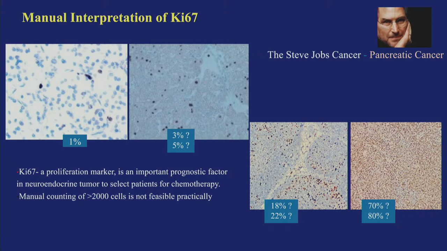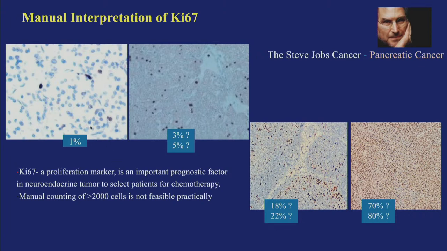What I might interpret as 2%, other pathologists might interpret as 3%. But that 1% can change the grade from grade 1 to grade 2. And this is very important because this will pave the path for whether the patient requires further therapy. And everybody is aware of the Steve Jobs cancer, who had a pancreatic neuroendocrine tumor.